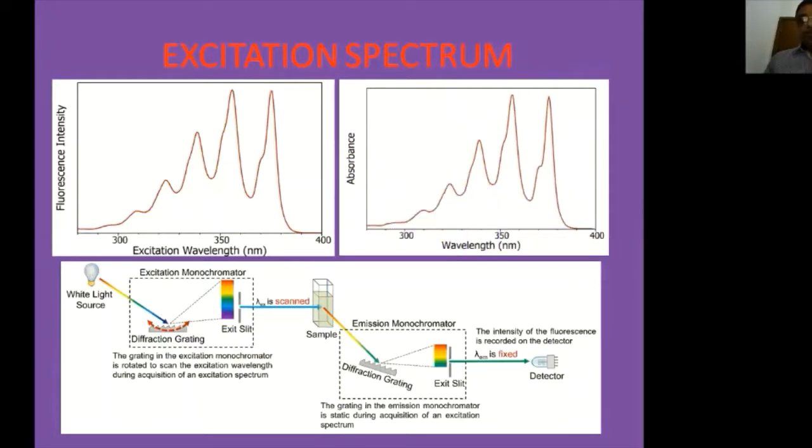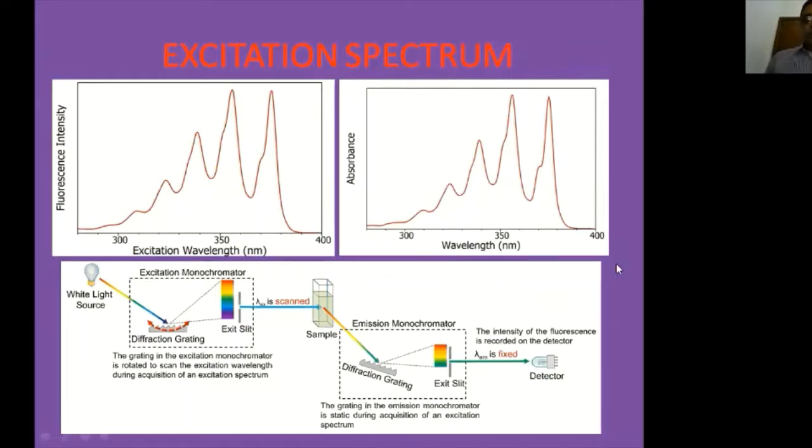Now you can compare the excitation and absorption spectra. They look similar, which is very important, and generally they are similar. Sometimes you will see that they are different. This is possible when the geometries of the ground state and the excited state are different, and also when more than one component is present in the solution.